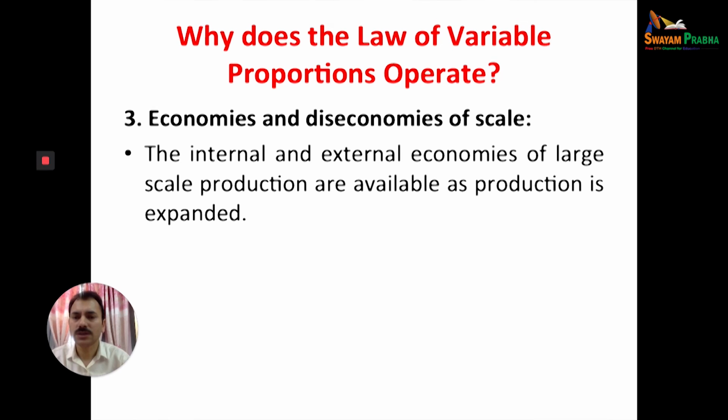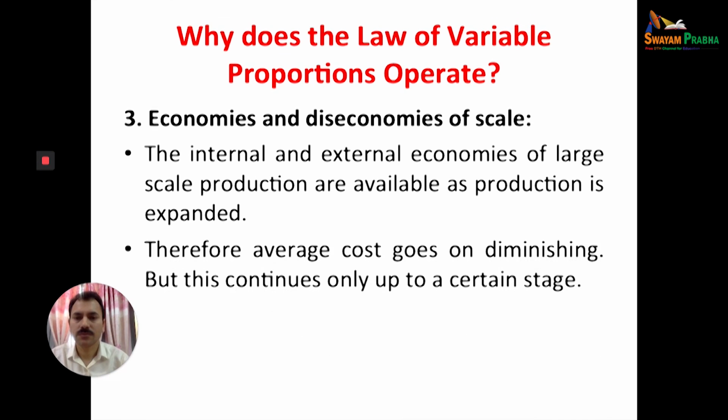Third, economies and diseconomies of scale. Economies of scale means there is an increase in output and cost is decreasing. But diseconomies means now cost is increasing and output is decreasing as compared to input. Internal and external economies of large scale production are available as production expands. Therefore, average cost goes on diminishing, but this continues only up to a certain stage.